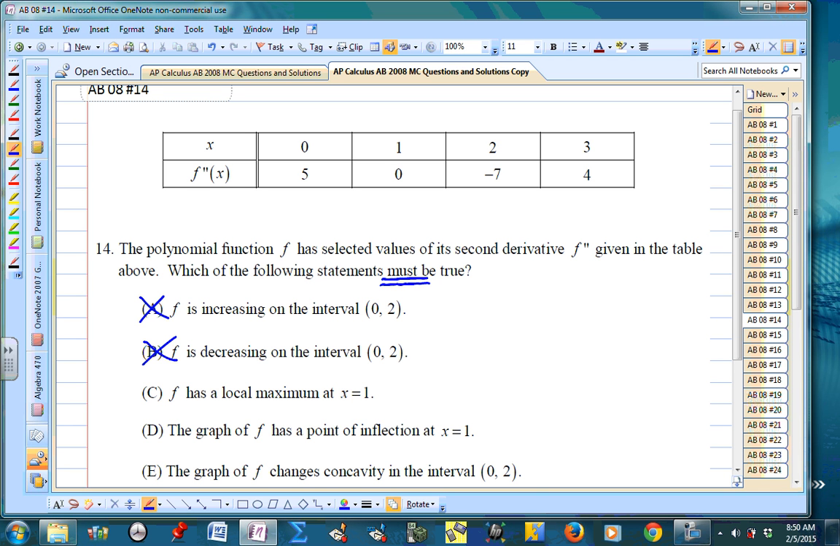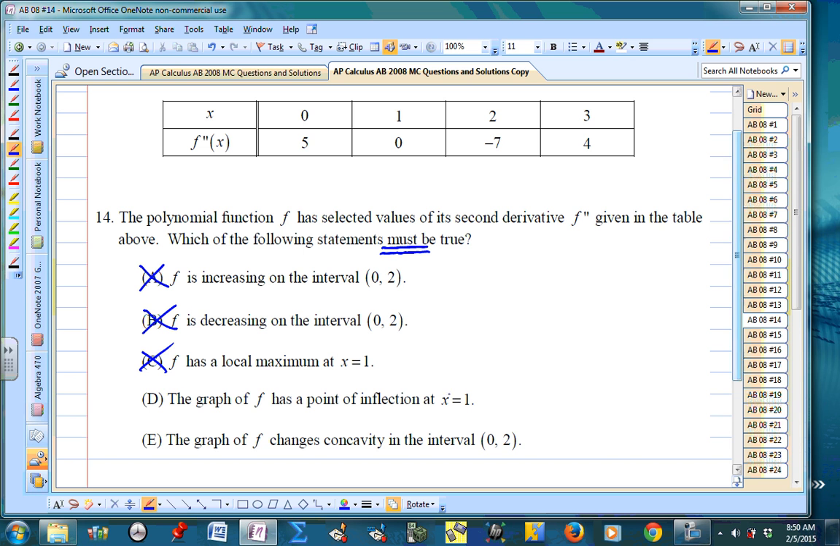In part C, it says f has a local maximum at x equals 1. Well, to determine this, we would need to know that f prime changes from positive to negative at x equals 1, or we would need to know that f prime is 0 at x equals 1, and f prime prime is negative, making our graph concave down. We can't be certain of that. Actually, we can be certain that this is not the case because f prime prime is 0 there at x equals 1.